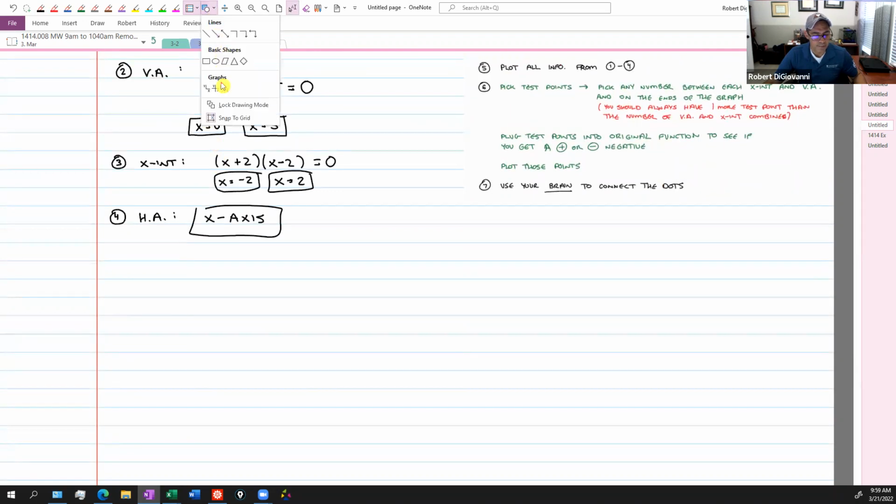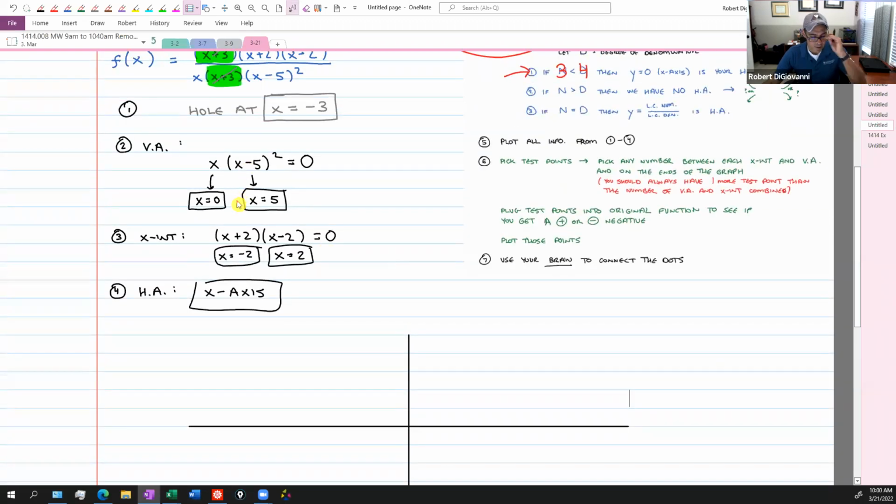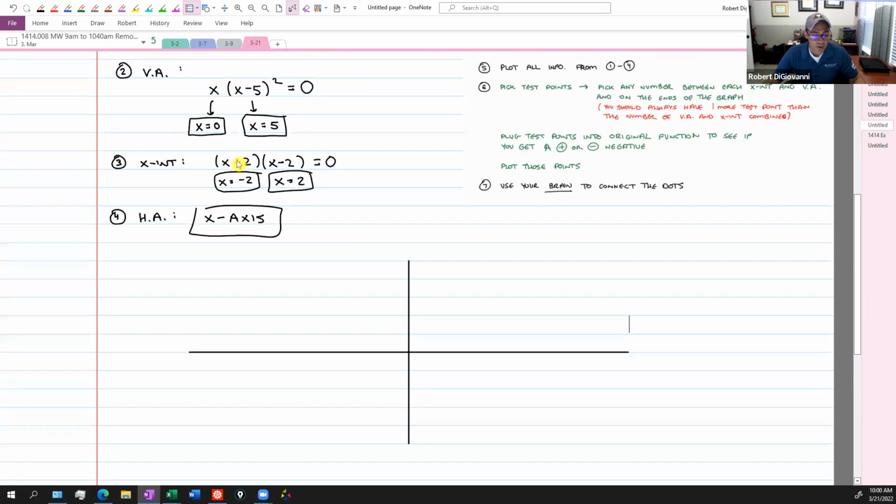Picture time. All right, let me start with my verticals. Let's start with the vertical. Let's just not forget about the hole, okay? Do not forget about the hole, all right? Verticals at 0 and at 5. So at 5, I can do that one pretty easily. Here's 5, boom, boom, boom. There's a vertical. And then I have another one at 0, which is the y-axis.